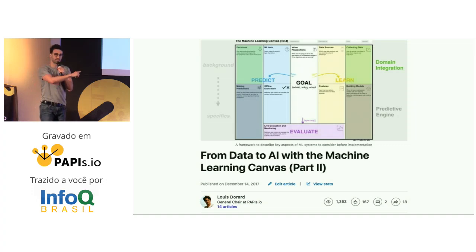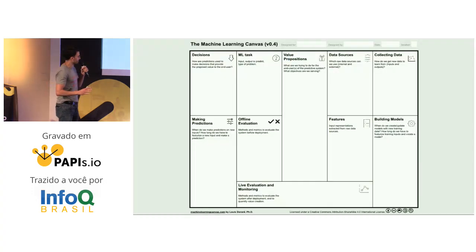All right, so I published this article a few months ago, and the presentation is based on that. Among the people who liked the presentation, I noticed that there were a lot of people from Brazil for some reason. So I was like, okay, that makes sense, I'll make a presentation. But I'll try to make it short. This is the machine learning canvas that I'm going to be presenting.